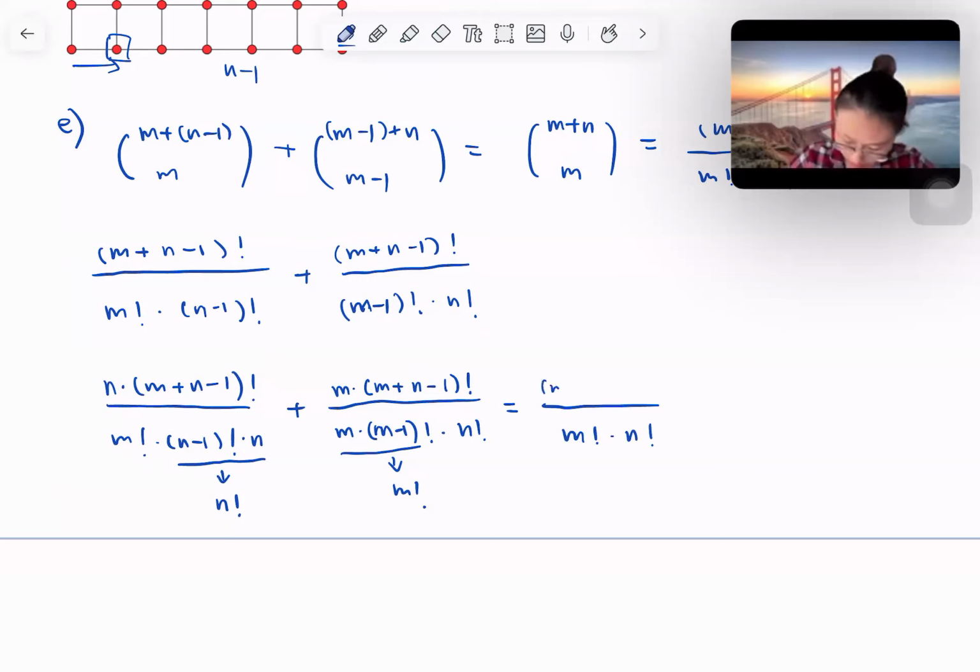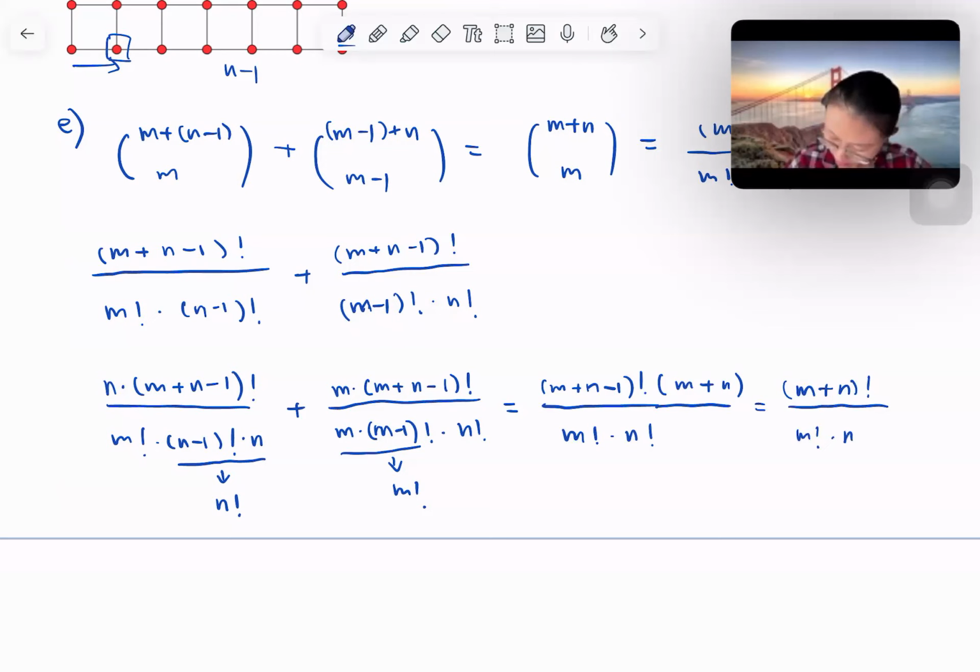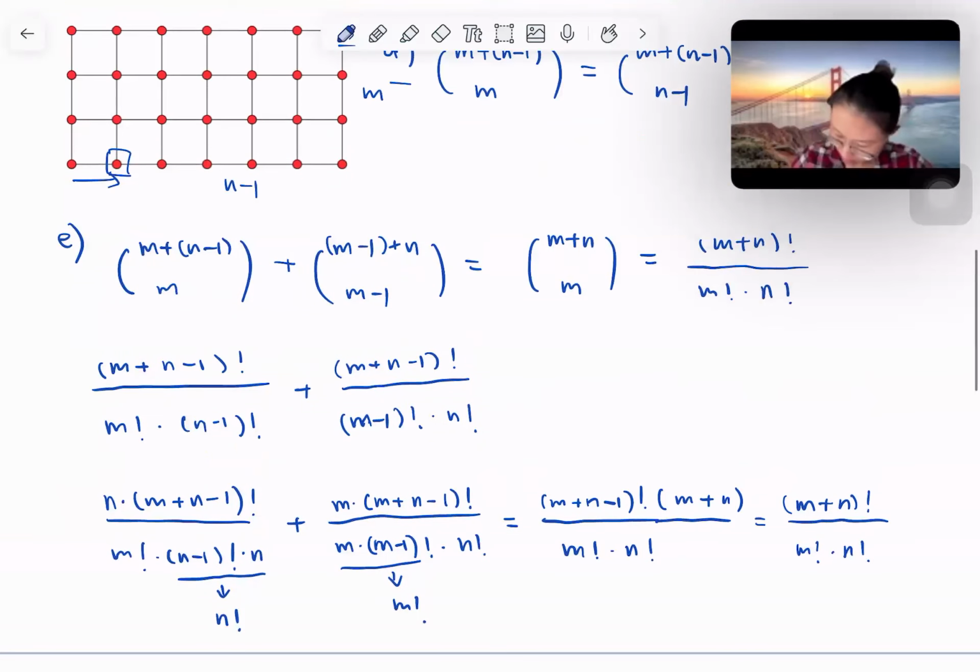And put this one in front of the sum of n and n, which will become 2n, n plus n factorial. Interesting things happened: these two are the same. So we have done the proof successfully, and thank you.